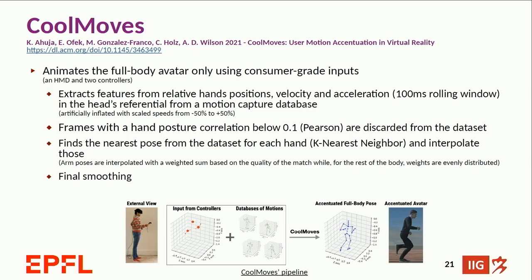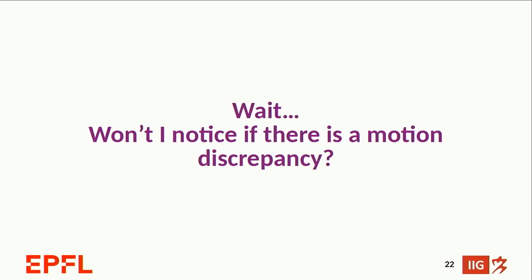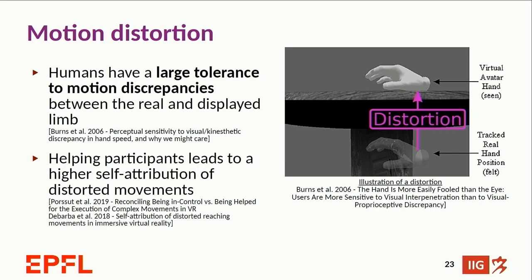So as we can see, we have some differences in the animation of the feet. But the question is, is it really a huge matter or not? Some studies showed that humans are quite tolerant to motion distortion. Typically, Burns et al. studied the distortion, for instance, when a hand was about to go through a table in virtual reality. So here we have the position of the real hand and the position of the virtual hand. The idea was that the user accepts a hand that stays above the table more than a hand that goes through the table.